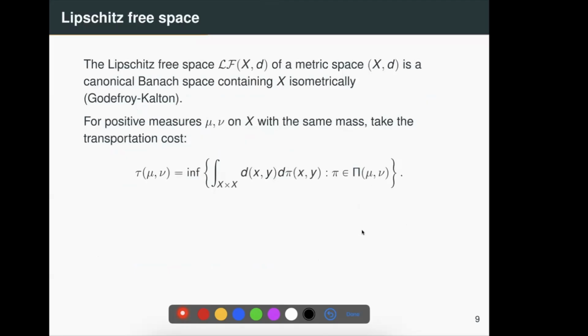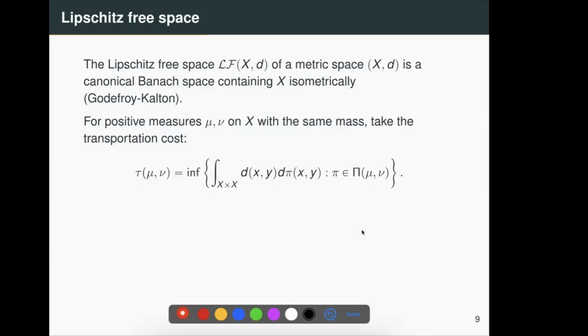This Lipschitz free space has many different names. Here I call it Lipschitz free space, following the paper of Godefroy and Kalton. It has many uses. One use is that you can always embed your metric space into its Lipschitz free space just by taking the delta masses. It's a good isometric embedding. And this is a space that consists of signed measures of total mass 0.